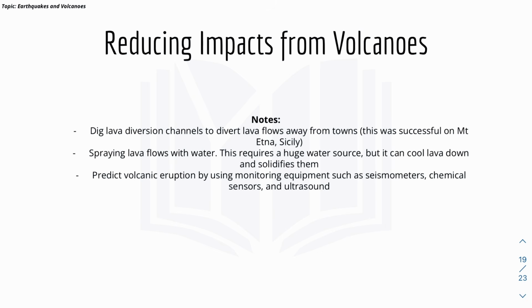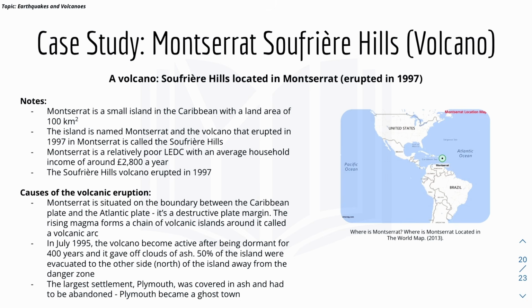and ultrasound. And lastly, here's a case study on a volcano, where we will look at the Soufrière Hills located in Montserrat. So Montserrat is a small island in the Caribbean, just like Haiti right here. And the island itself is named Montserrat, and the volcano that erupted in 1997 in Montserrat is called the Soufrière Hills. And the country is a relatively poor LEDC, or less economically developed country, with an average household income of around 2,800 pounds per year. And the volcano erupted in 1997, which we will look more into its impacts now.